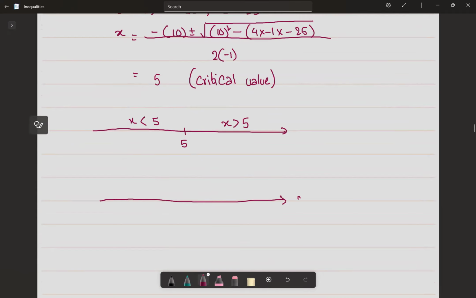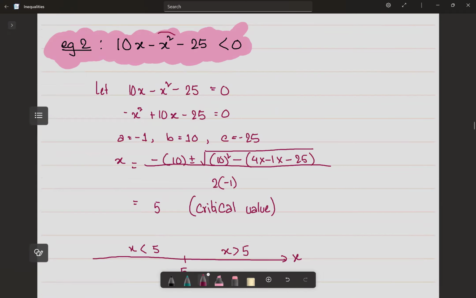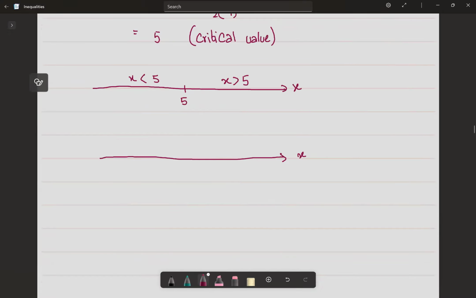Now for the graph, I see that I have a negative x squared graph in here. For a negative x squared graph, we know that we have a sad face to draw. So we will apply that sad face in here. But we have only one point of intersection with the axis. So our sad face will be like this. I will have 5 in here.